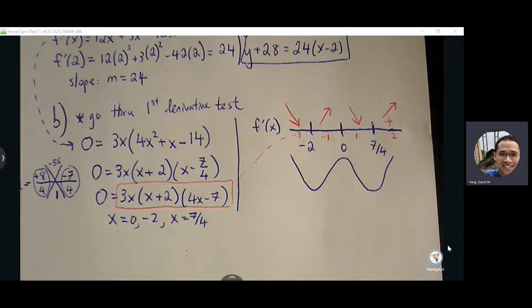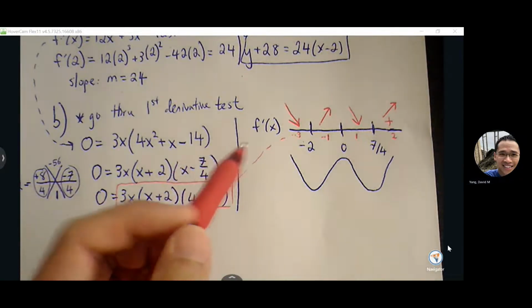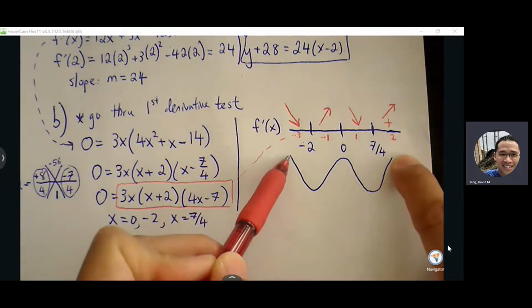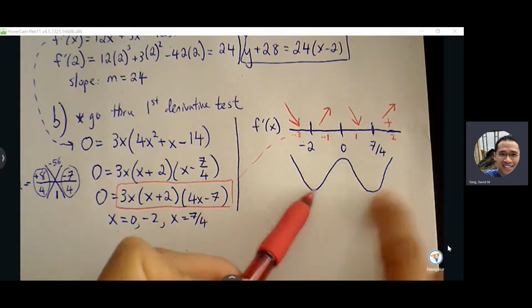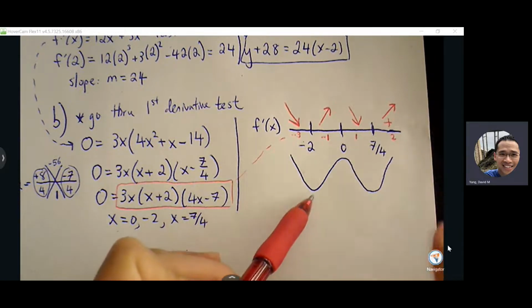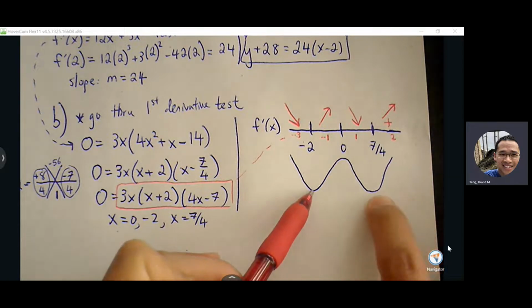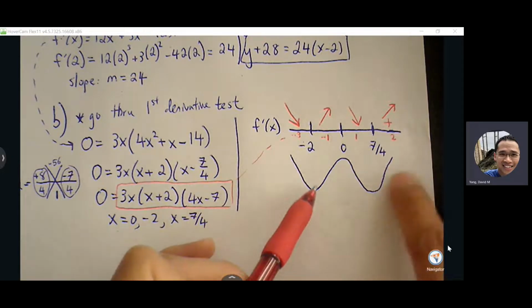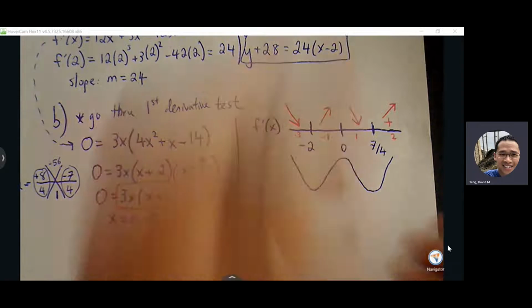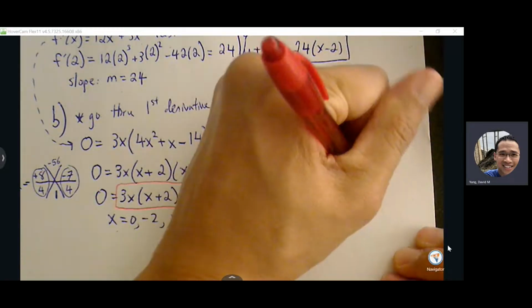So the question is asking for what? Absolute minimum, right? We don't know what the absolute minimum is, but we can narrow down our choices. It's either at -2 or 7/4. The way the graph is behaving, we know it's not going to have any points lower than these. I'm drawing it not to scale because I don't know which one is lower, but I do know the graph is heading up in both directions. So there's no other point lower than these two, and here we can find an absolute minimum.